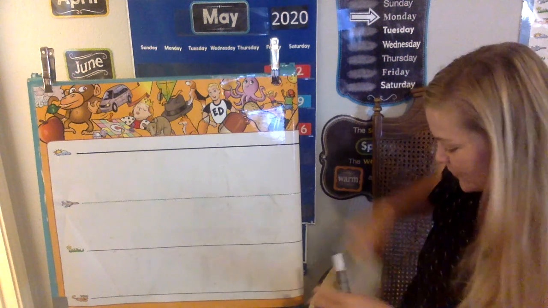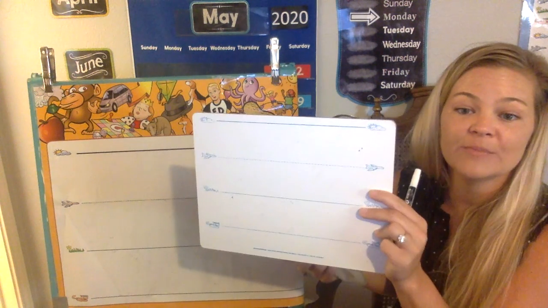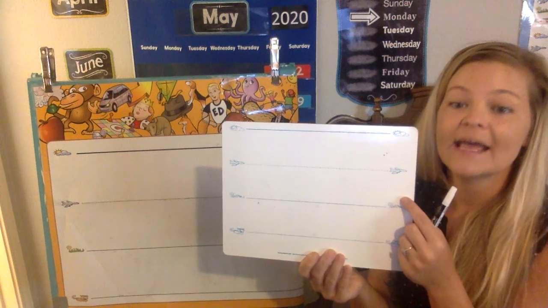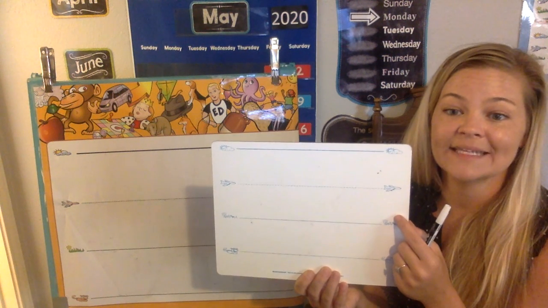Okay, so for Fundations, you are going to need your dry erase board and dry erase marker. So if you need to pause the video and get your Fundations packet and get your dry erase board and dry erase marker, you can. Okay, so we're going to be writing some SH words. Remember, you can use either side as long as you're writing lowercase letters and as long as you're writing inside the lines. Okay? All right, we're going to go ahead and start.